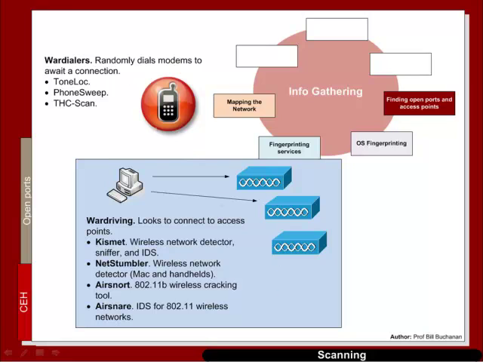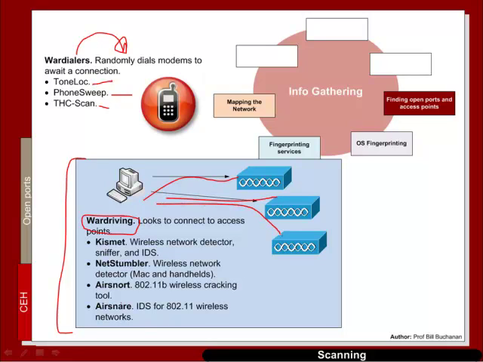Along with this, we might look for access points and modems. We can have war dialers which randomly dial modems, waiting for a tone for a connection, such as ToneLoc, PhoneSweep and THC-Scan. And then for access points, we have tools such as Kismet, NetStumbler, AirSnort and AirSnare, which are known as war driving tools, which are able to connect into access points and find their details.